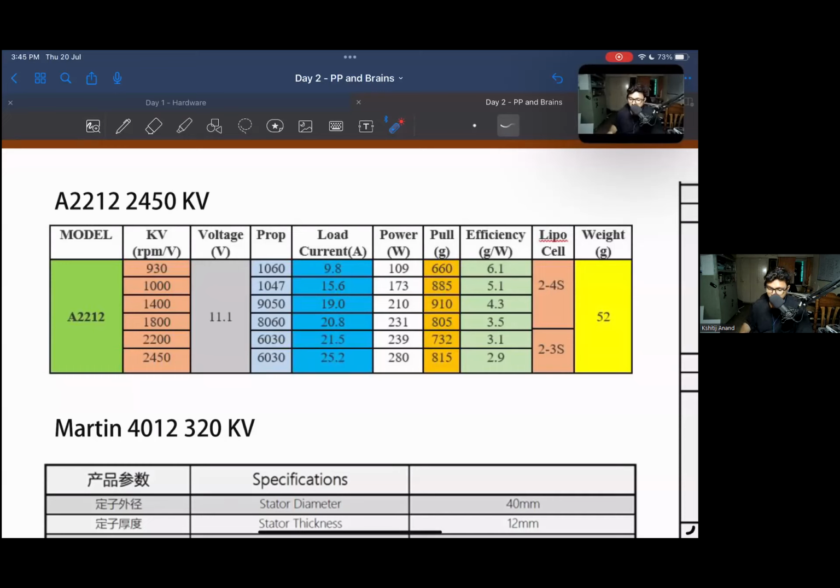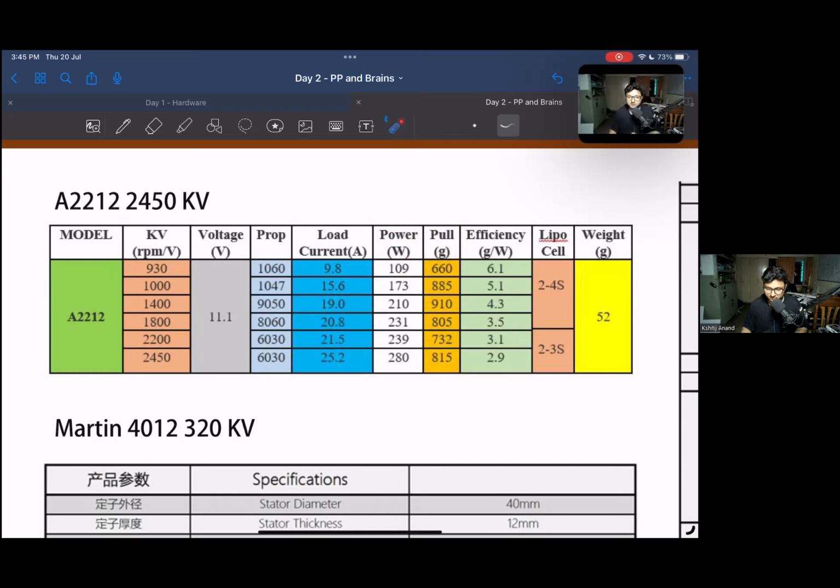Now, again, I told you that it is very important you find out what the load current is. Why is it very important to find out the load current? Because your battery is going to supply these currents. And if these currents turn out to be more than the maximum rated discharge rate of your battery, it is going to blow out. And this is simply power, how much power it is consuming. And then this is the pull, the thrust that these motor and propeller combinations are producing in grams.